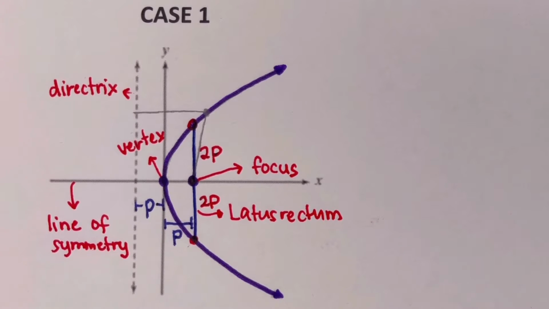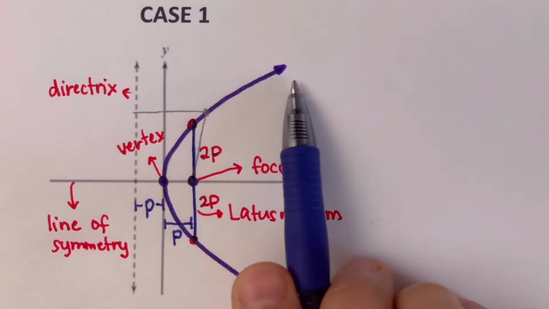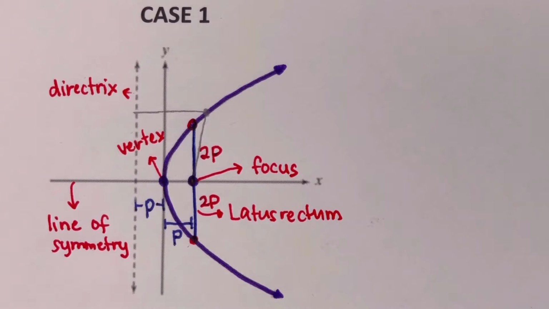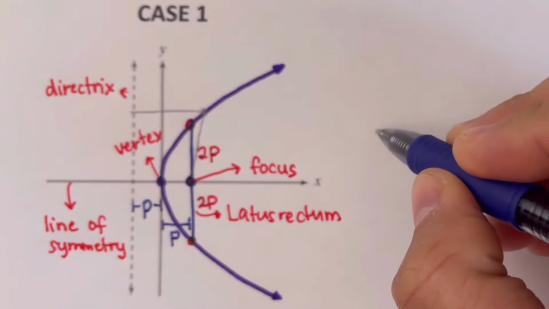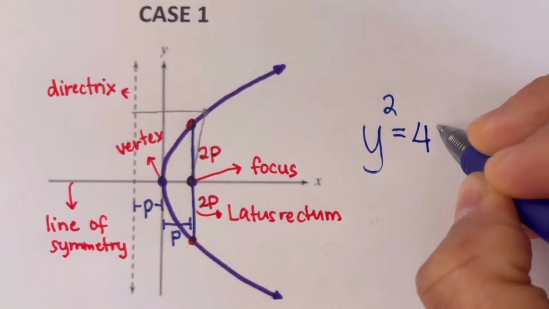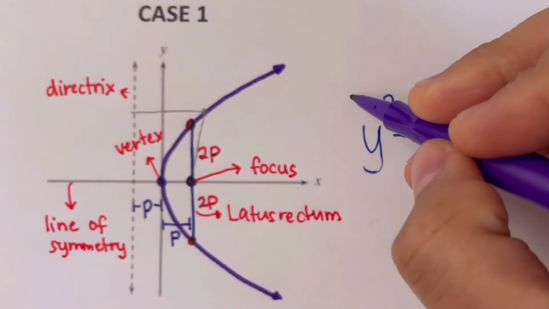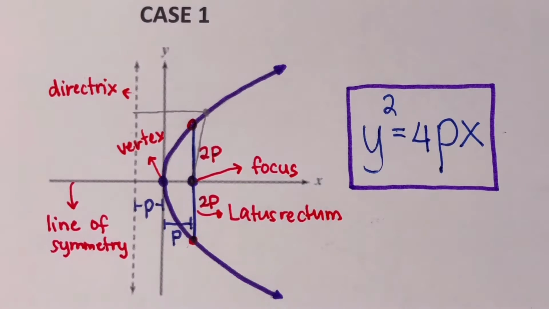Now, we also remember that every parabola will open towards where the focus is. So in this case, since our focus is on the positive x-axis, the parabola will open to the right. Now, the formula that works for the first case is y squared equals 4px. So this is the formula for the first case.